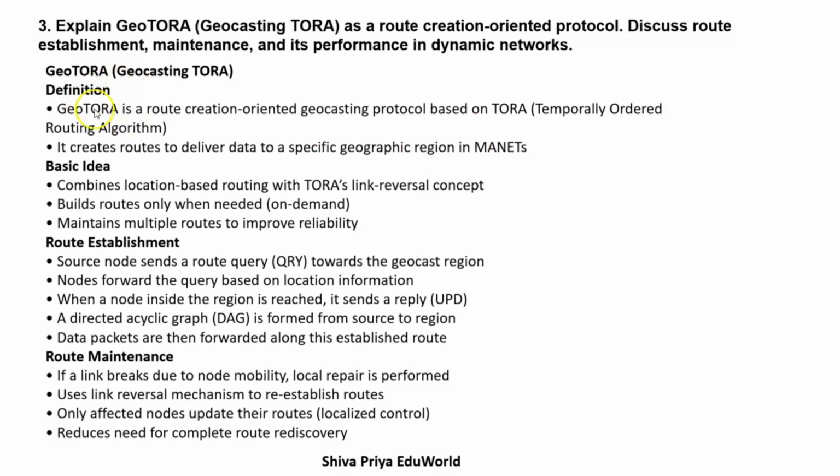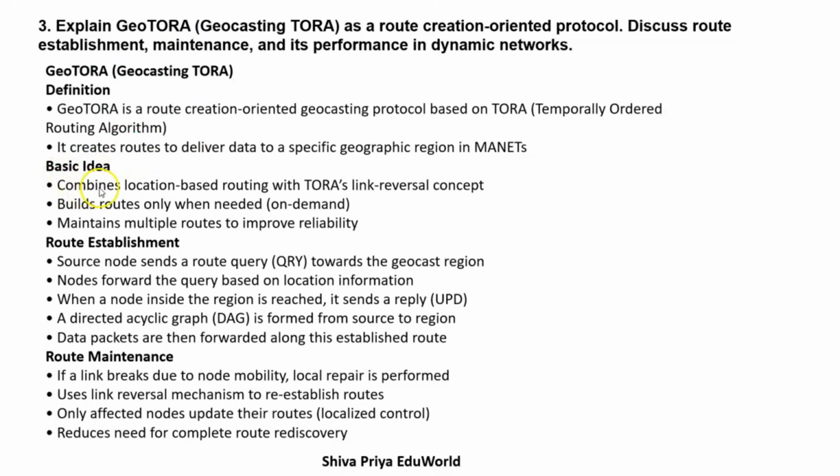What it will do is create the route to deliver that data to a specific geographic region. If there is no route, then how can it send the data to that particular region? That's why this plays a major, important role in geocasting.